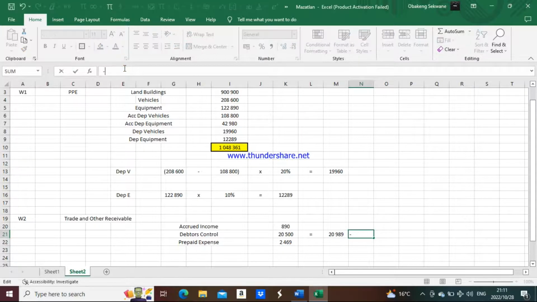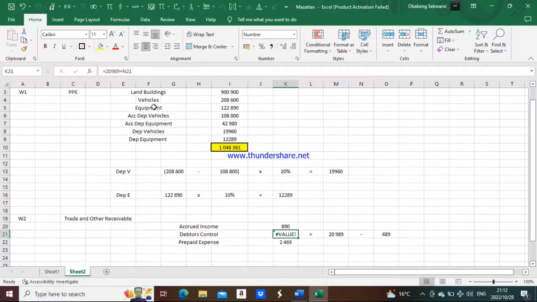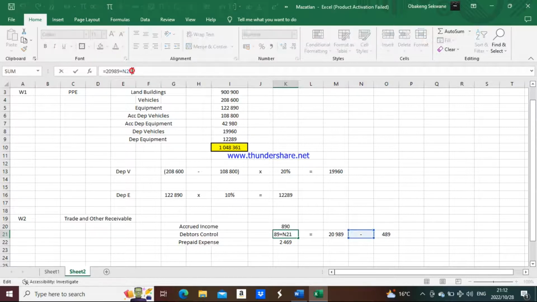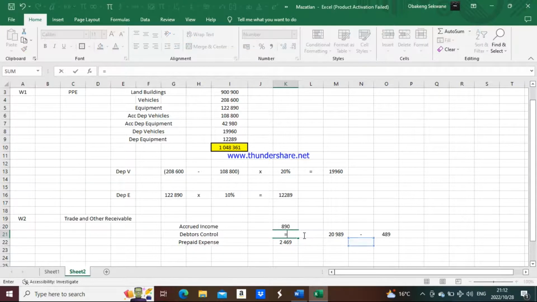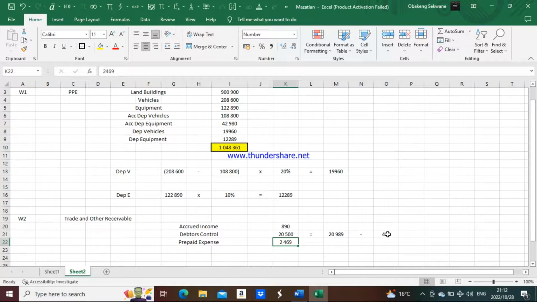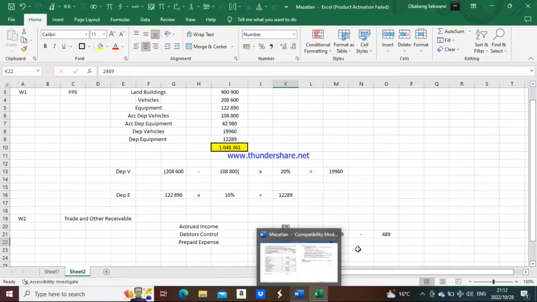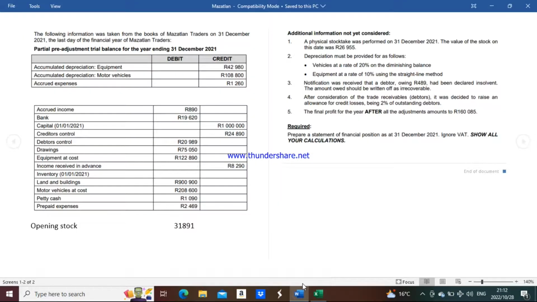I don't like doing this. I like keeping it separate so that you guys can see. So it's going to be equals to 20,989 minus the 489, and that gives us 20,500. So we removed the debtor who was declared insolvent.